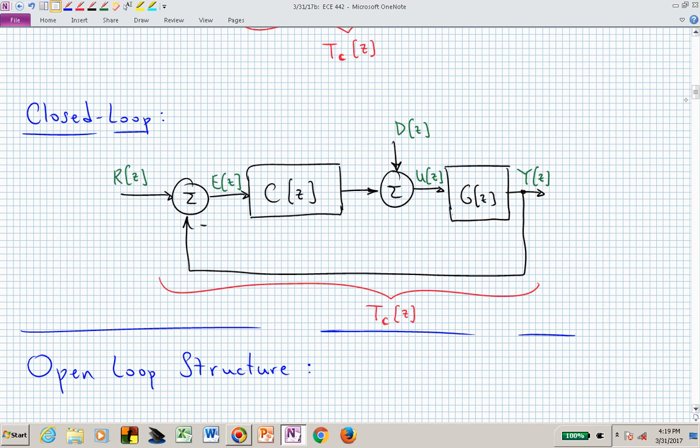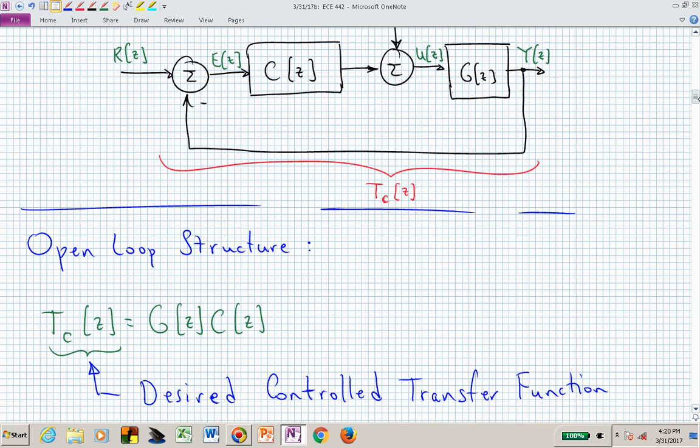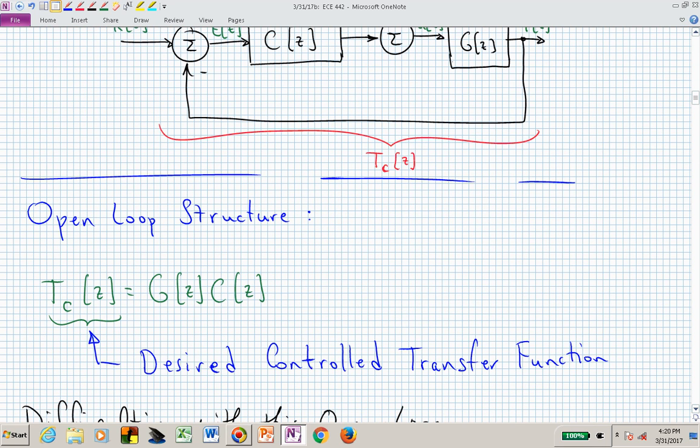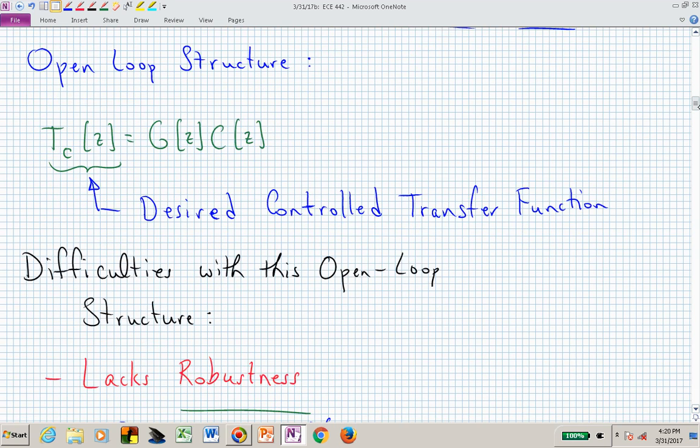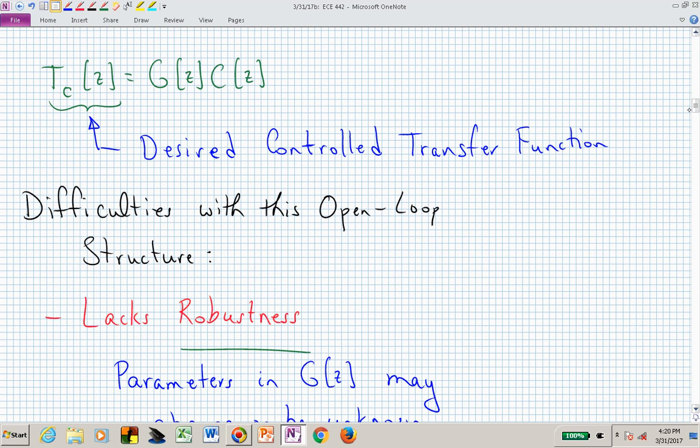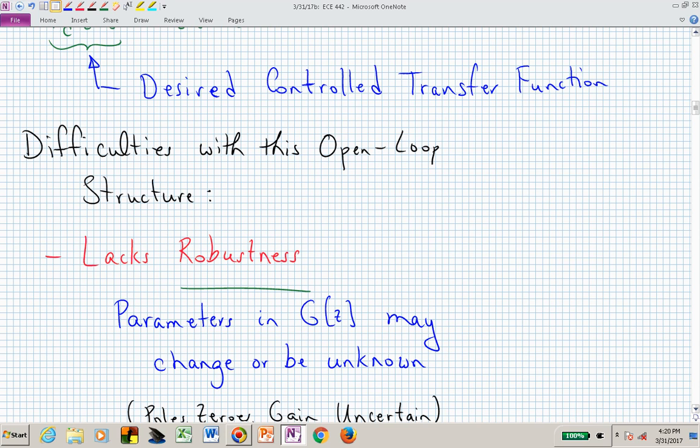What we want to do now is compare these two structures, the open loop structure with the closed loop structure, and try to illustrate why we probably are leaning towards a closed loop structure in this particular class. First, let's look at the open loop structure, where again, capital T sub C of Z is our desired controlled transfer function. And some difficulties that we might see relative to this open loop structure is it actually lacks robustness. And what do we mean by robustness?